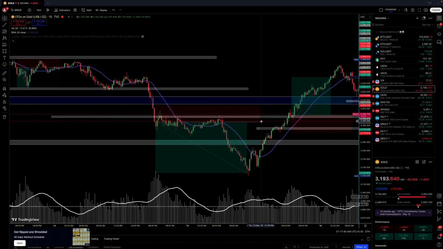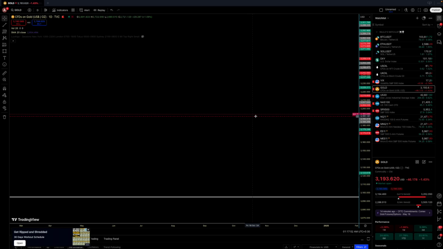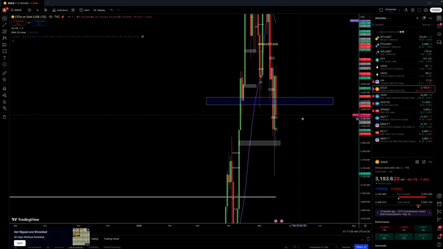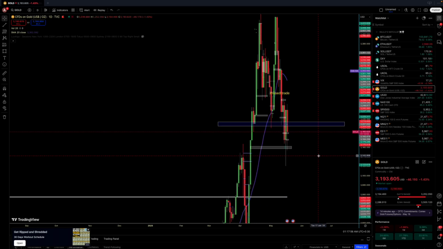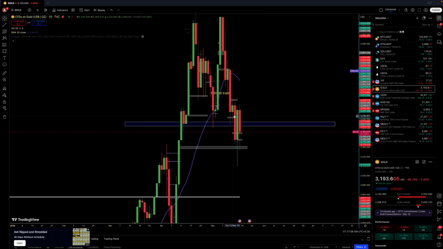So let's jump into the charts. Overall, the very first trade of this account was this trade over here. The reason behind taking this trade was that on the 1 day time frame, as you can see, we were at a major support. You can consider this as a major support.